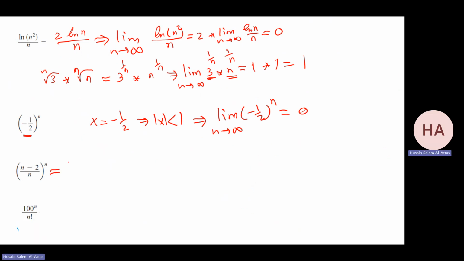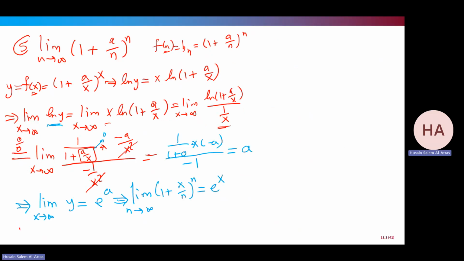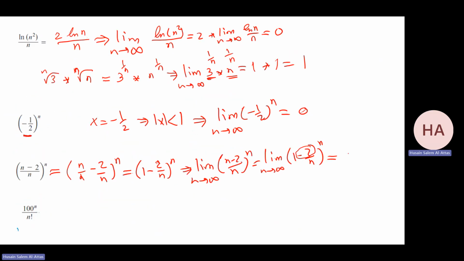This one is (n over n minus 2 over n) all to the power n, which is (1 minus 2/n)^n. So the limit as n goes to infinity of ((n - 2)/n)^n is the same as the limit as n goes to infinity of (1 - 2/n)^n. So my a is minus 2. Well, my x, if you look at the formula 1 plus x over n, my x is minus 2. So that will be e to the power minus 2.